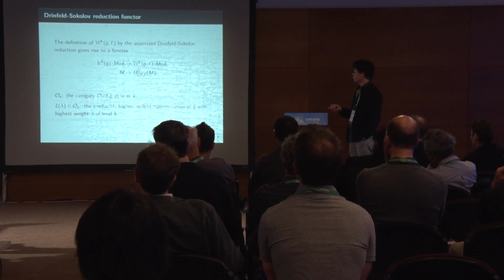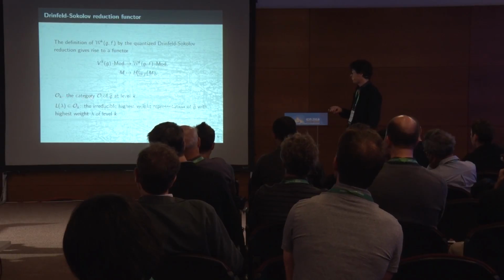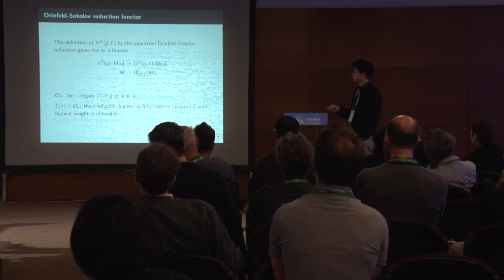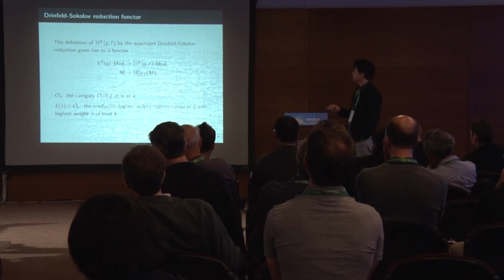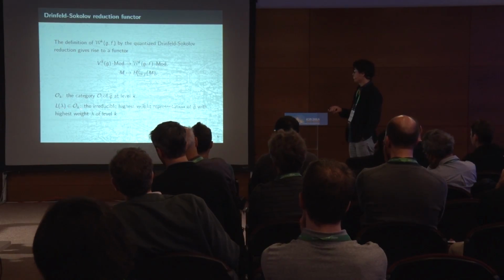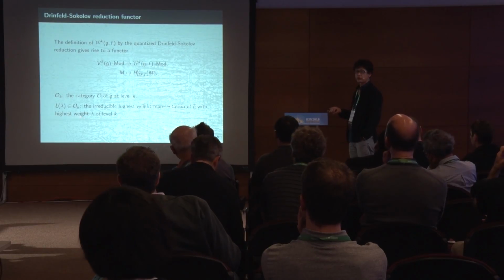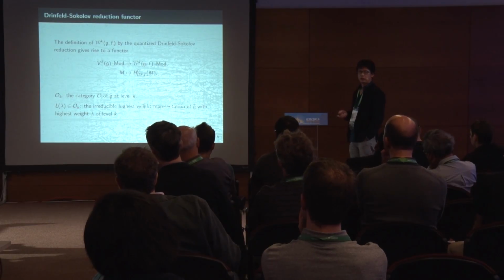And so this is, as I said, the same as the category of modules of the affine Kac-Moody algebra. So in particular, the category O of g-hat of level k can be considered as a full subcategory of this category. And so the simple objects here are the irreducible highest weight representations of g-hat with some highest weight lambda, which I denote by L(lambda).